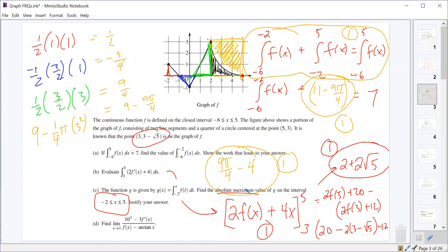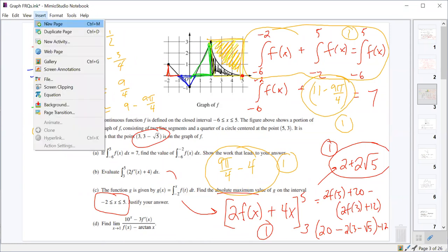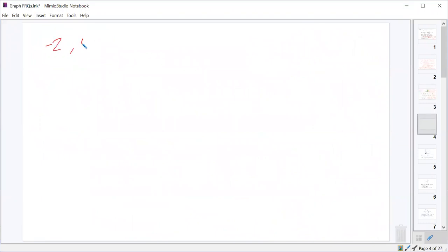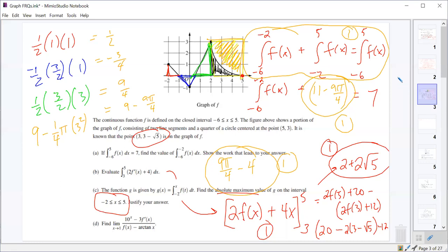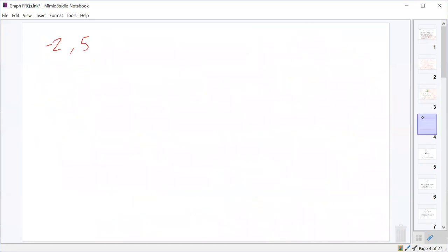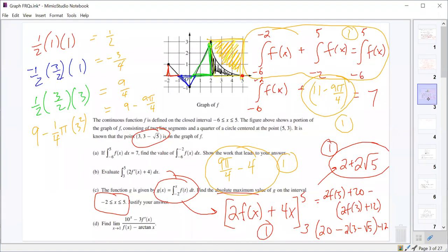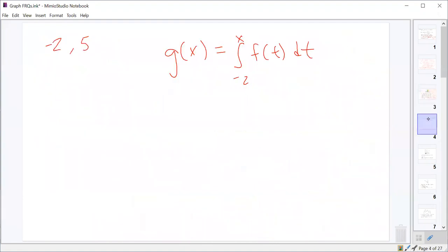So first off, we know we're going to be checking -2. We know we're going to be checking 5. But we also need to check any critical values. So g of x is the integral from -2 to x of f of t dt, right? Is that right? Yep. Then how do we find the critical values of g?